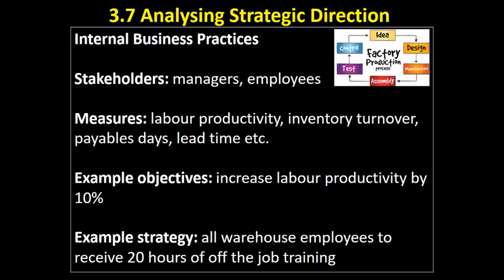What would be an example objective? Well, increase labour productivity by 10%. And how do we go about doing that? Well, over the course of the year, all the warehouse employees are to receive 20 hours of off-the-job training to make them more effective and increase their productivity.